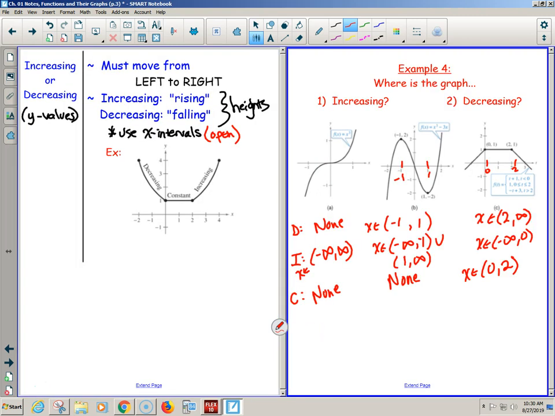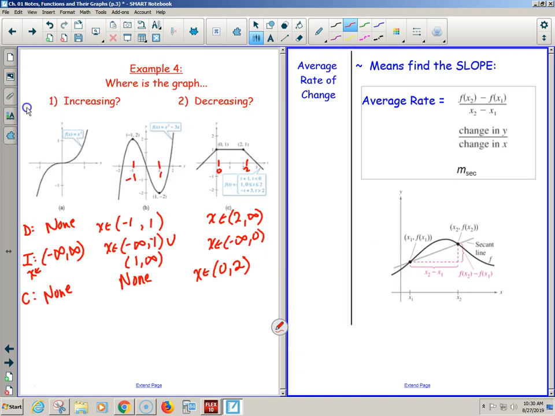But interval notation to answer the question, increasing or decreasing. So take your time. The idea is easy. Oh, it's going up. Oh, it's going down. Oh, it's staying flat. Like the idea is easy. Just answering it with intervals gets a little tricky.